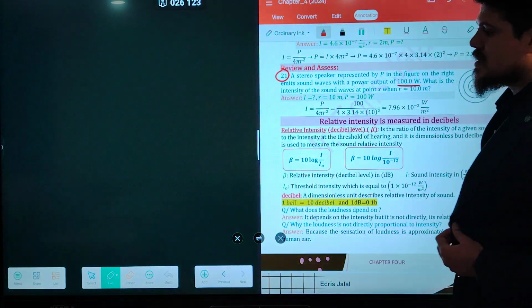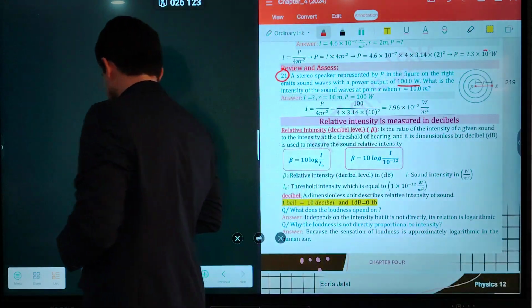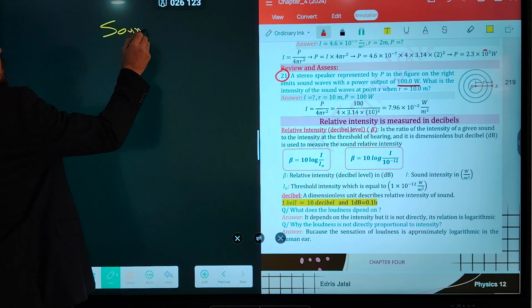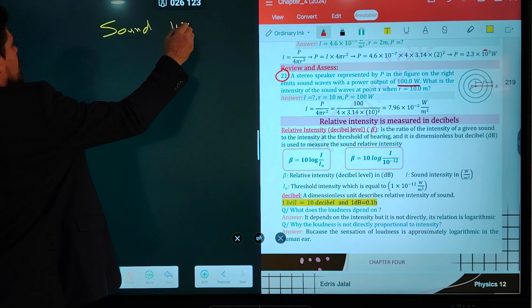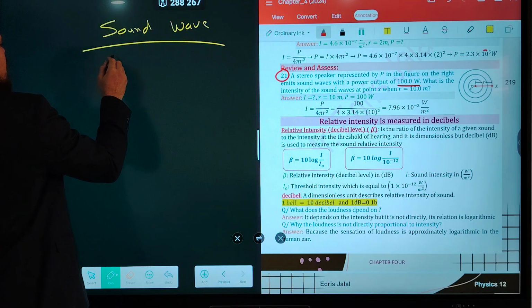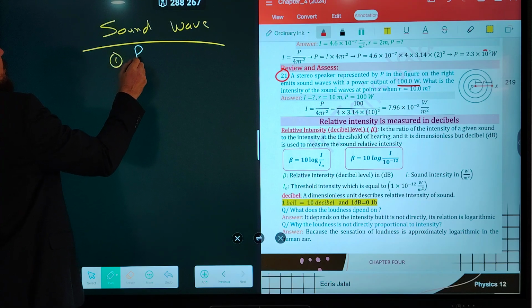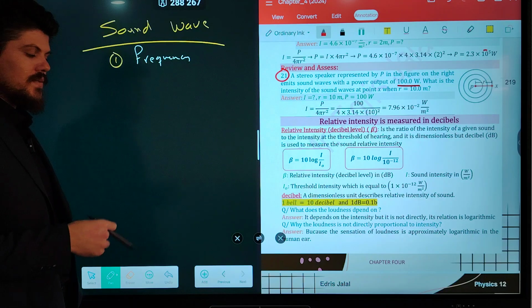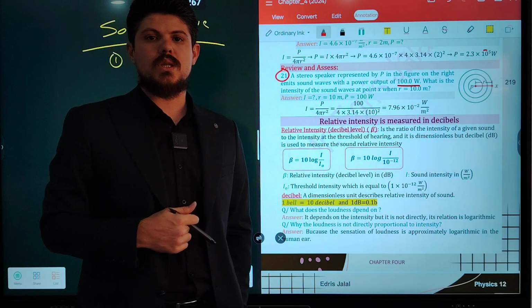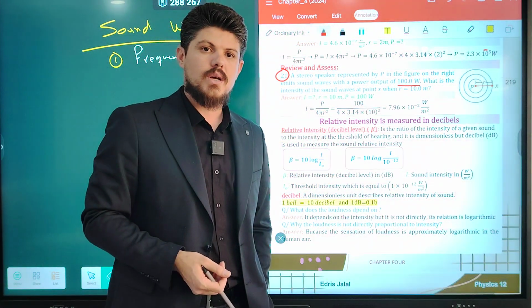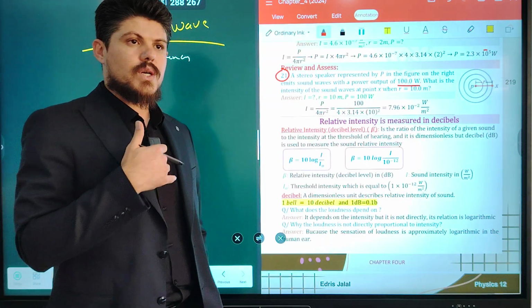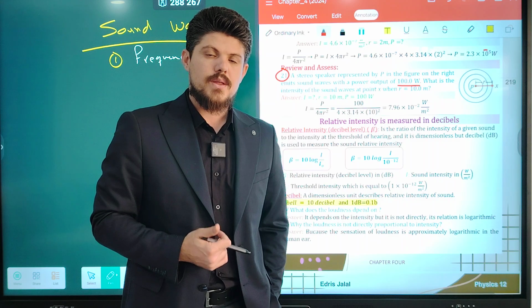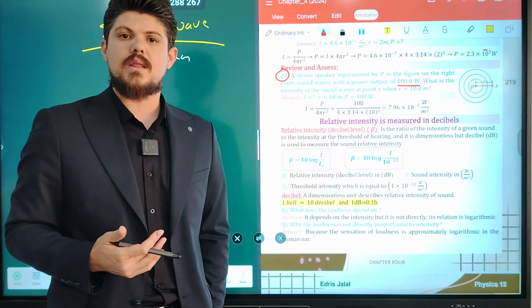We have another topic, guys. But before explaining this topic, I would like to remind you about the sound wave. Sound has frequency. What is a sound wave? A sound wave is a mechanical longitudinal wave. Why? Because sound waves require particles. Without particles, the sound cannot transfer its energy. The energy of the sound is transferred by the particles.